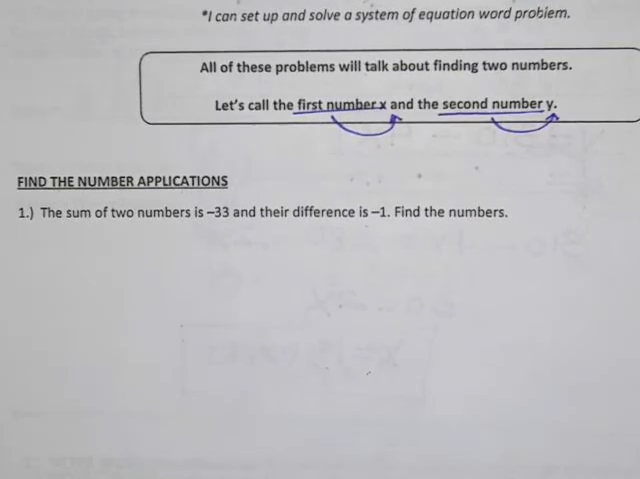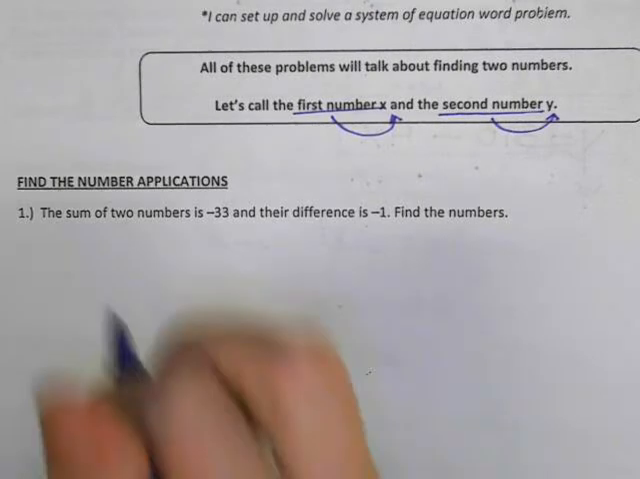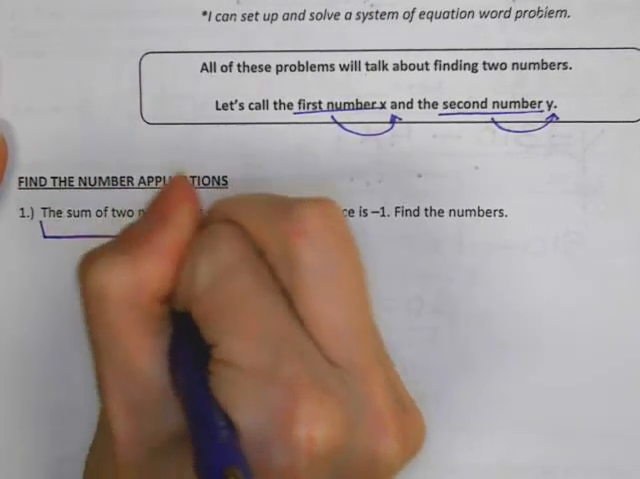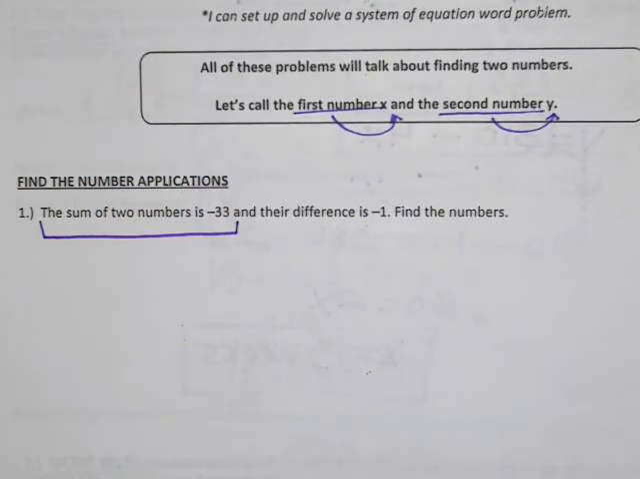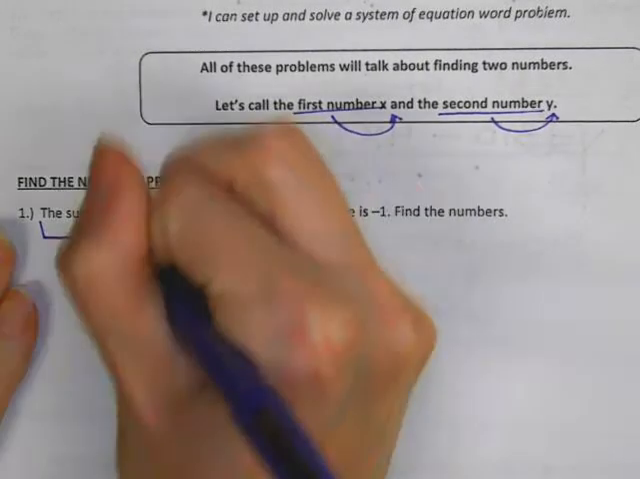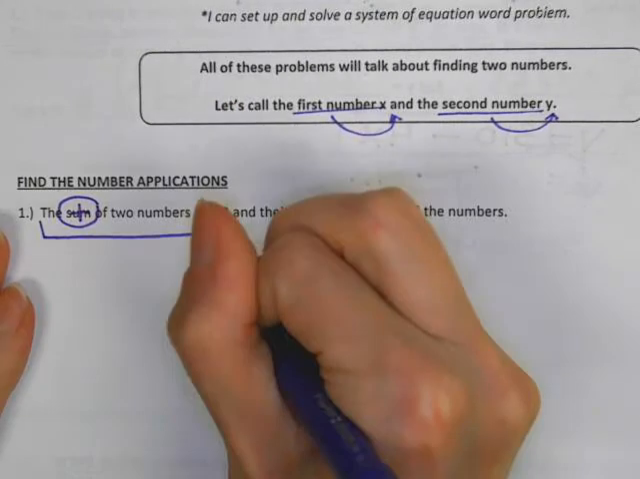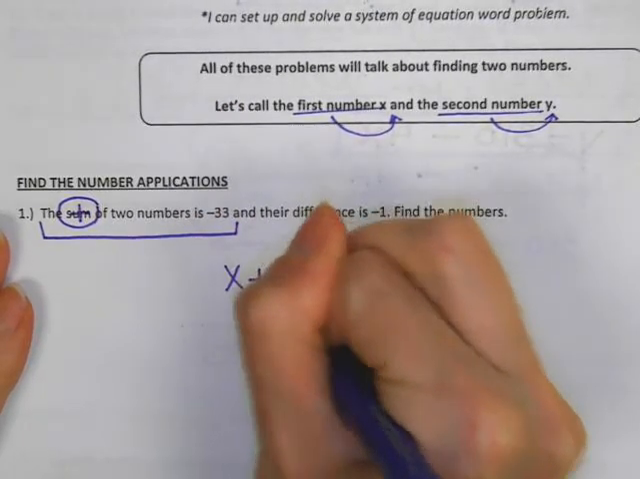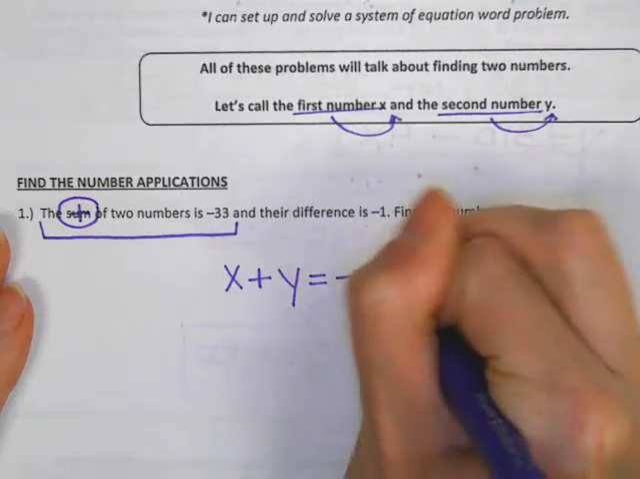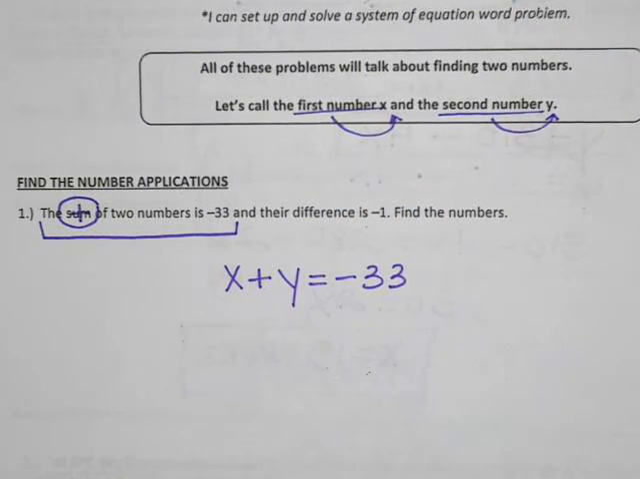So number 1, first equation. How would you guys write this? The sum of two numbers is negative 33. So what does sum mean? Plus, right? Sum means plus. So we have x plus y equals negative 33. That's going to be our first equation.